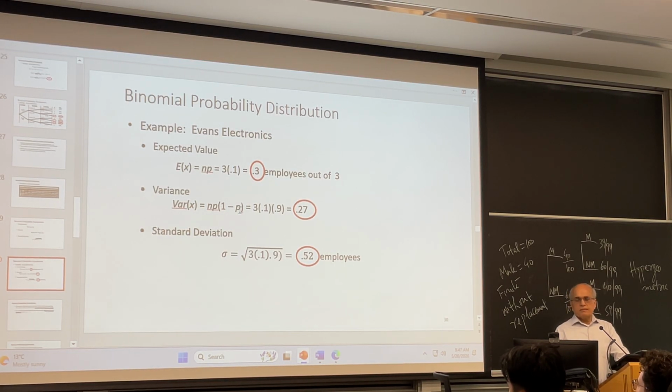1 minus p is the probability of failure. So if p is the probability of male, then 1 minus p is the probability of not male. So here is the expected value, here is the variance, and the standard deviation is simply the square root of the variance.